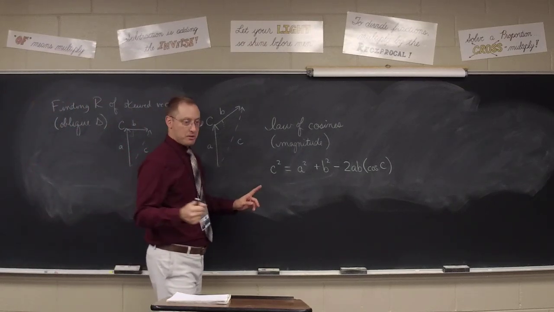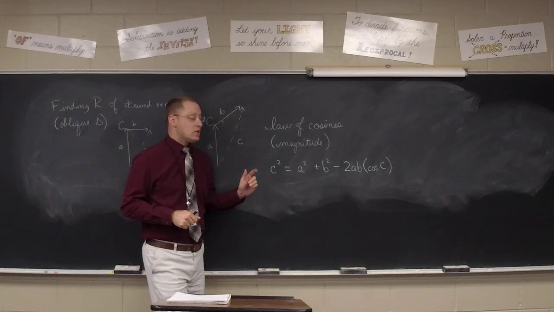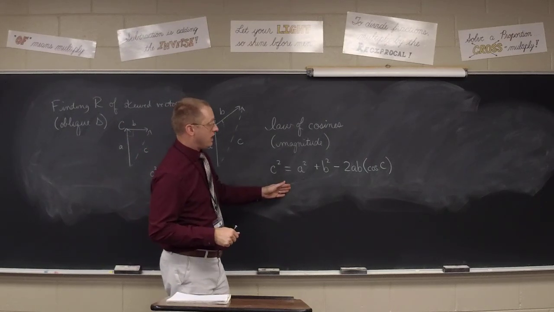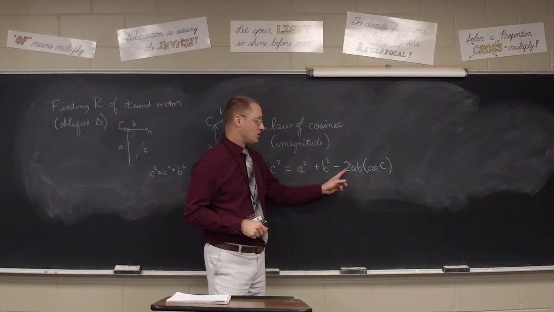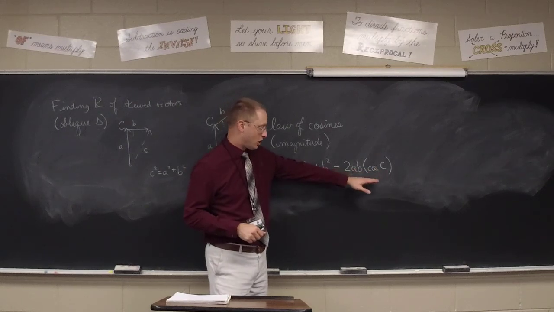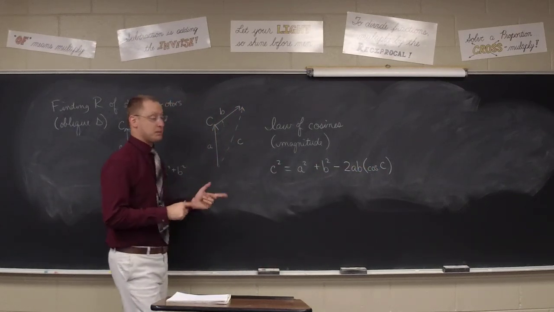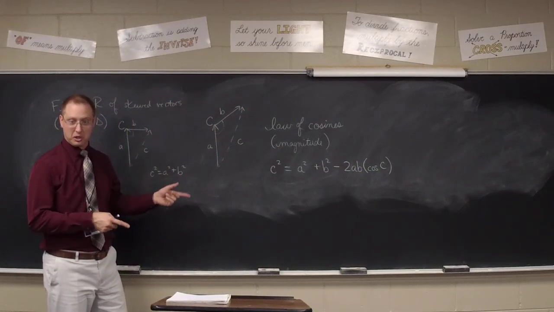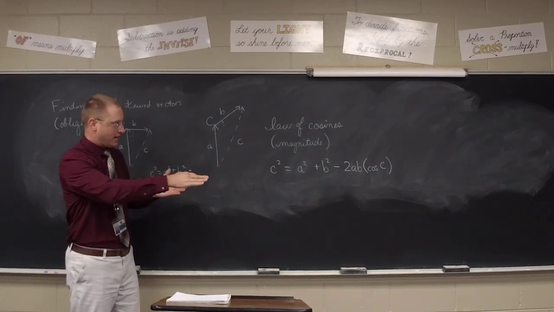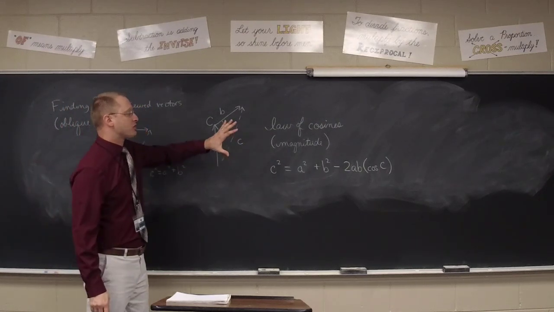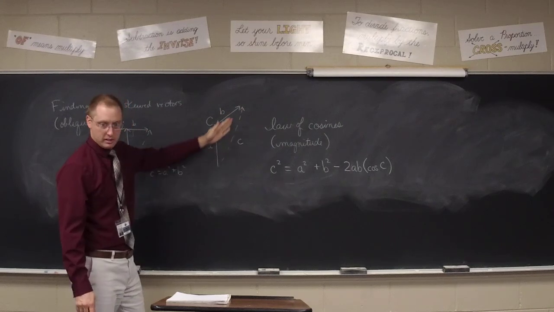Once you've written it, say it with me, class. C squared equals A squared plus B squared minus 2AB times the cosine of C. You can see that's a lot to plug into the calculator. So that's one of the things we're going to work on today, is getting comfortable entering all that into the calculator. That's going to give us the magnitude of the resultant.